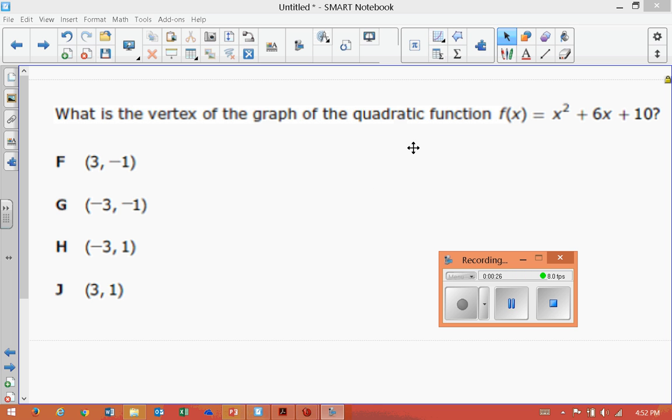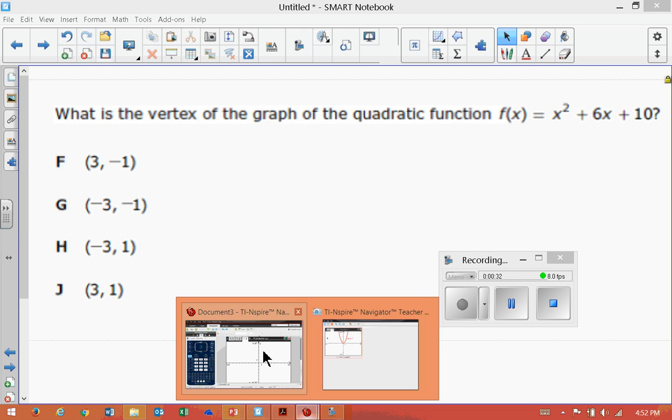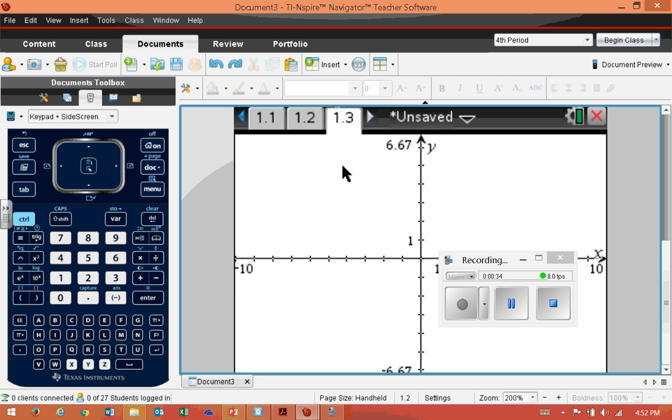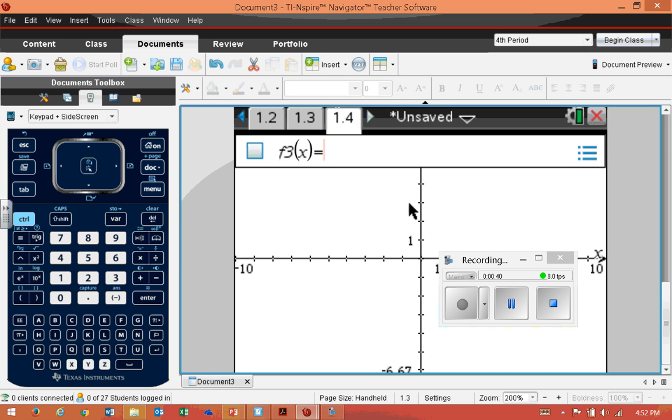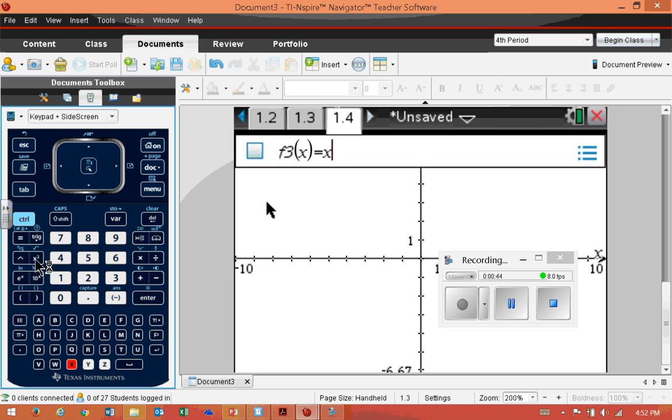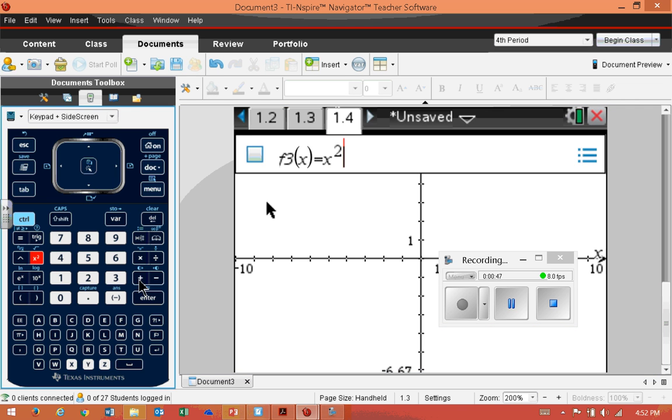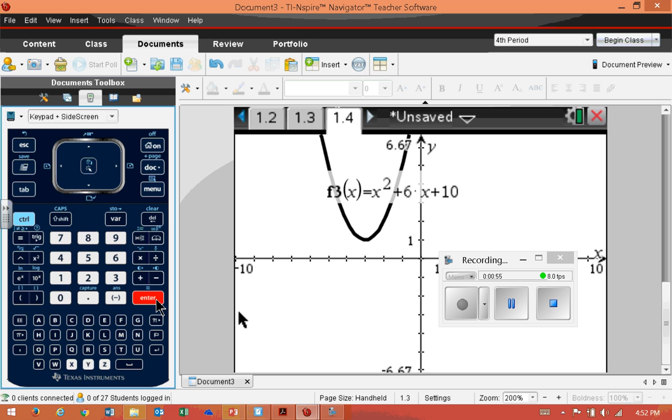So, first thing we do is let's graph this function. So let's go up to TI Inspire. Okay, let's start with a graph here. Again, I got the graph by going to graph. Do that. And then let's go ahead and graph that function. I believe it was x squared plus 6x plus 10. All right, and we graph that.